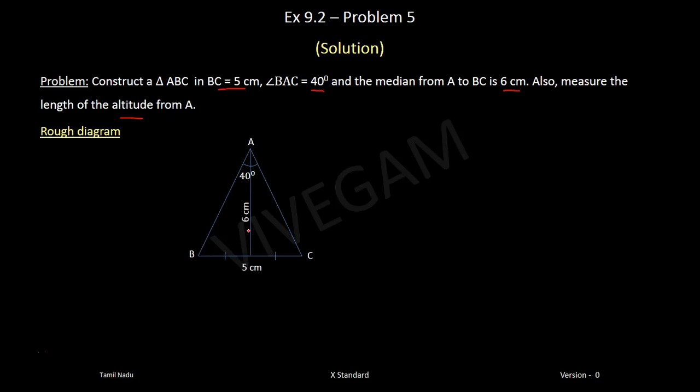It's exactly like the previous problem. Only thing is that they are also asking us to measure the length of the altitude. So what is altitude? From the vertex you have to draw a line perpendicular to BC. Here in the median it is a midpoint, but for altitude it has to be perpendicular. So that's the only difference. Let's get going and I'll explain it while doing the construction.